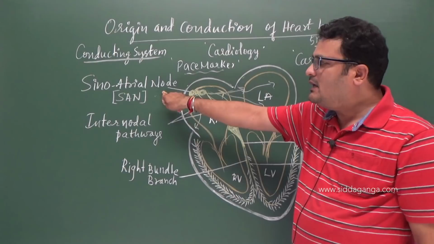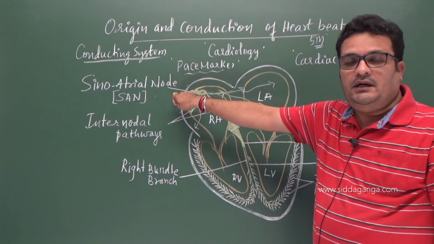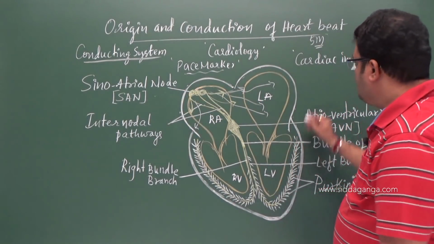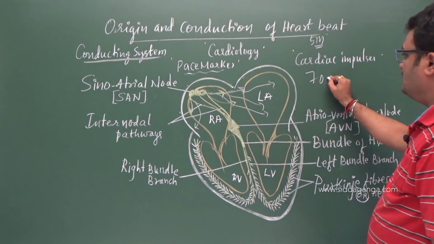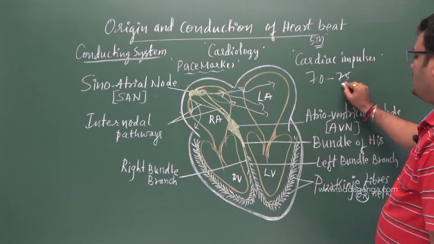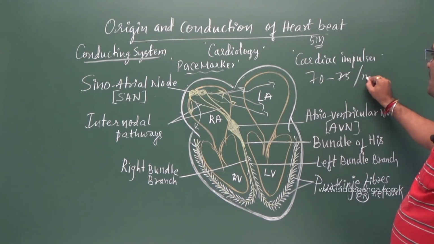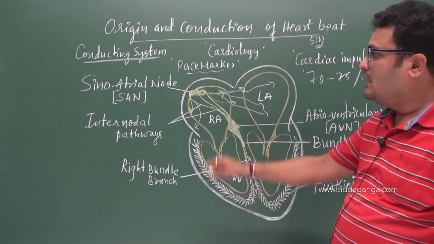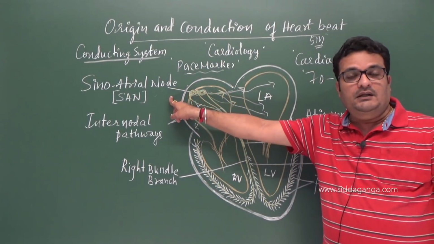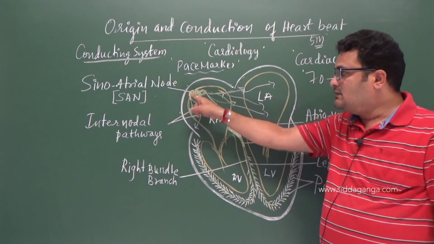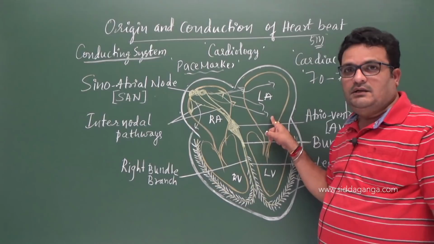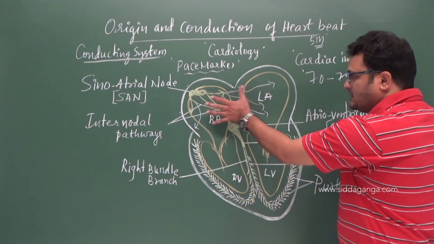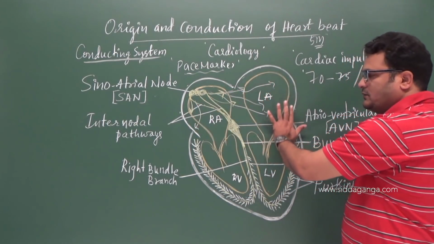Actually, in the region of SAN, what will be the rate of impulses? On average, 70 to 75 impulses per minute are generated or initiated by the SAN. After generating the impulses, they are propagated and conducted, first towards the atrial chambers.